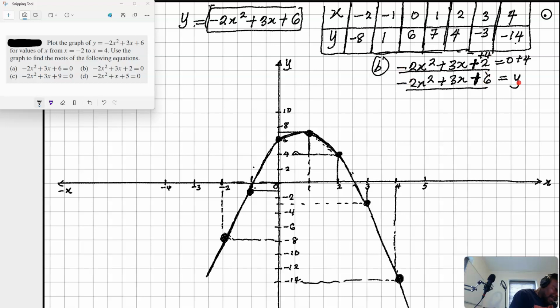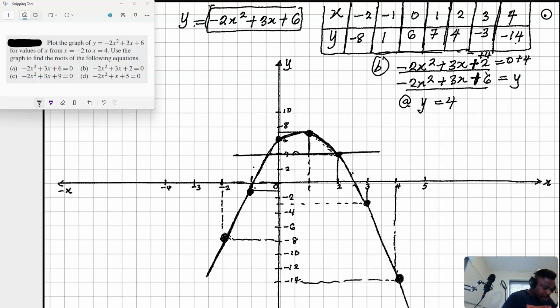While on the right, y will now be equal to 0 plus 4, which is 4. So at y is equal to 4, what will be the root of the equation? That is what the question is saying. So let's find y is equal to 4. This is y is equal to 4. So for y is equal to 4, we just draw a line to the curve.